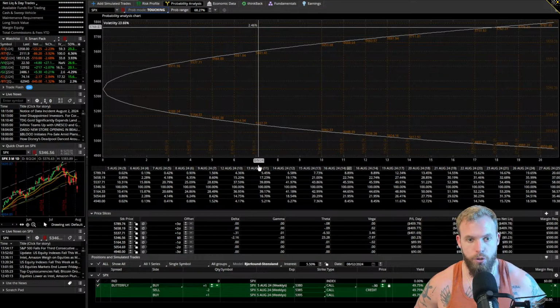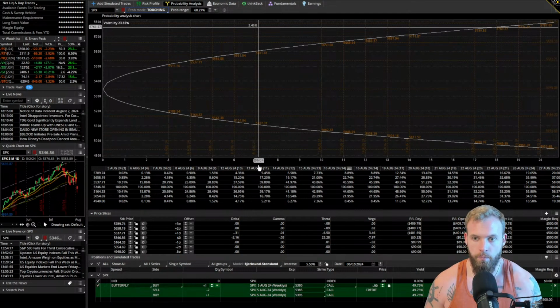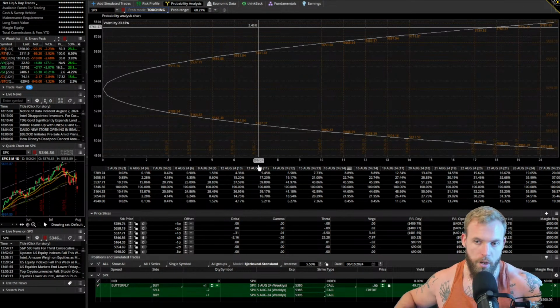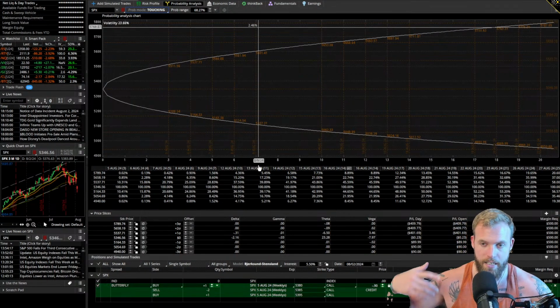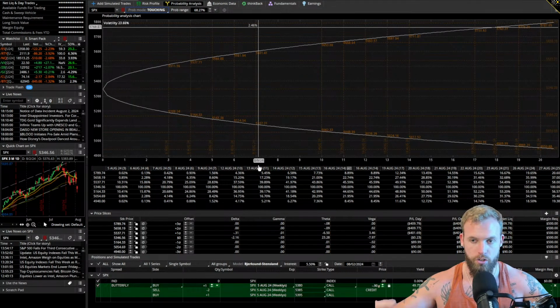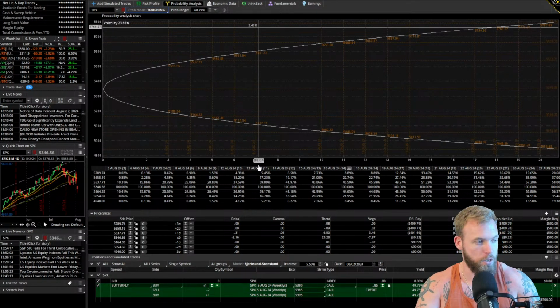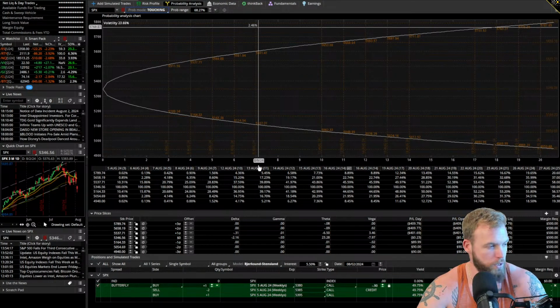Because if you use probability of being in the money, that will be whatever number it is at the beginning of the trade. But then as the trade starts to move, that's going to change. And the probability of touch, in my opinion, is a much more conservative metric.